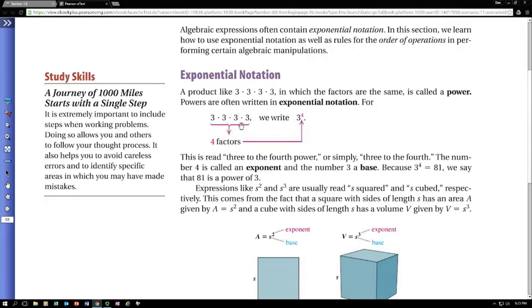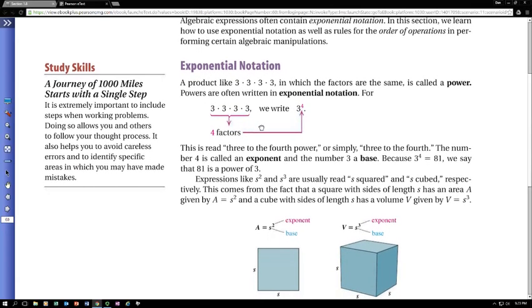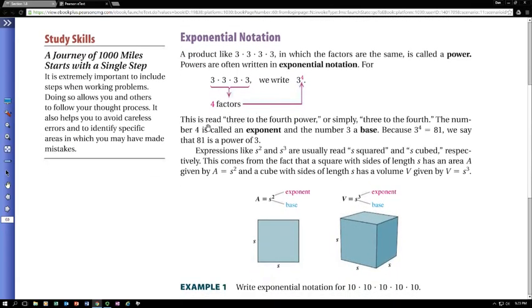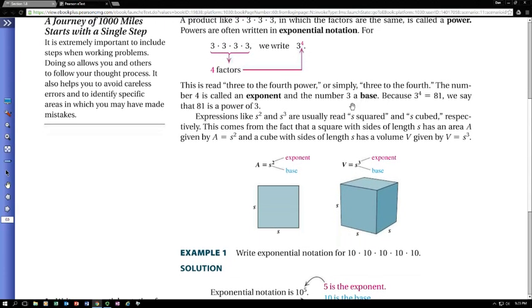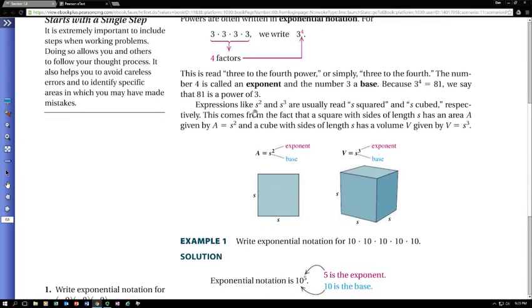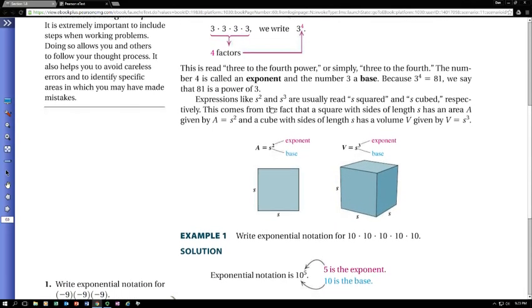times. So, 3 to the 4th power is not 12, it's really 3 times 3 times 3 times 3, which is 81. And we read this as 3 to the 4th power, or simply 3 to the 4th. The number 4 is called an exponent, again here, and 3 is the base.